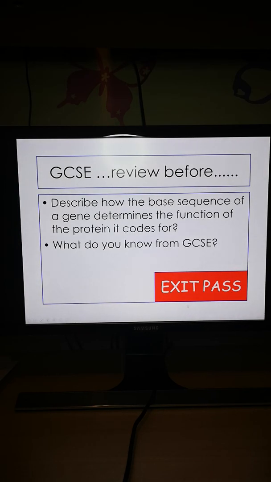Okay, so that's where we're going to finish our recap for today. By all means go back through your PowerPoint and test your knowledge again just before you start next week on this topic. In the meantime, it might be worth checking out your GCSE resources from when you were at school. If I asked you to describe how the base sequence of a gene determines the function of a protein it codes for, how far do you think you'd get with that? What would you already know from GCSE? So that's your thinking point to end on in this video.